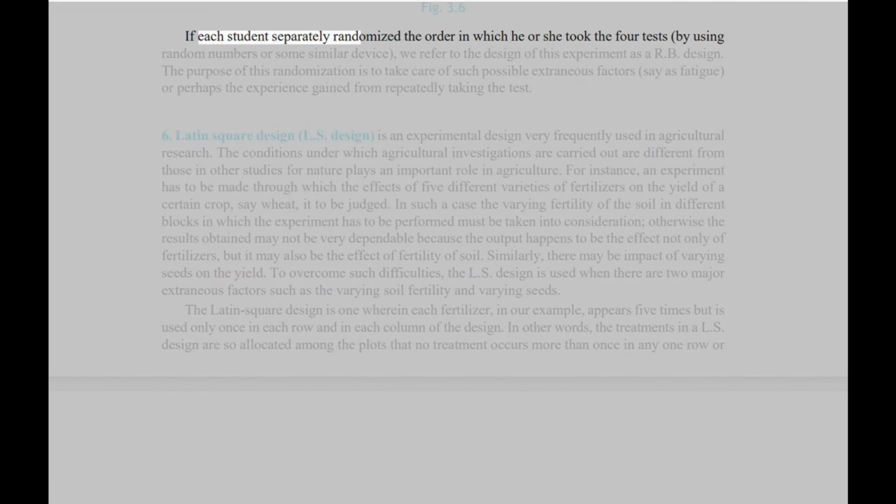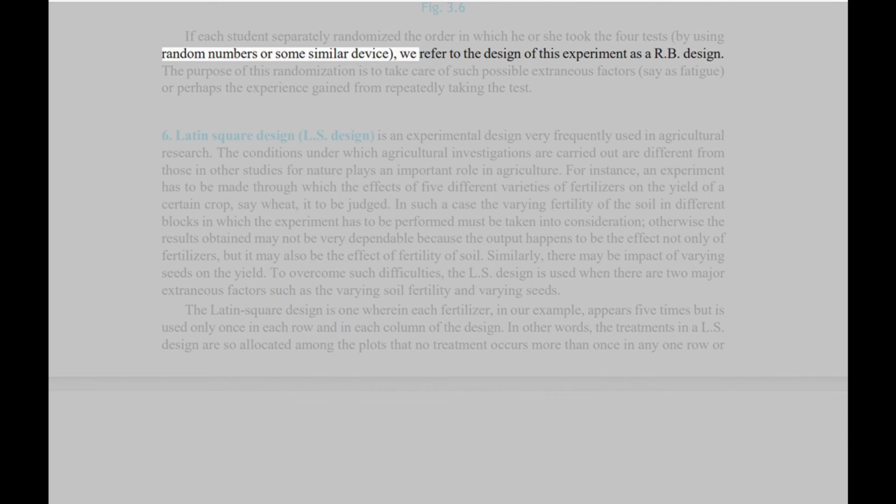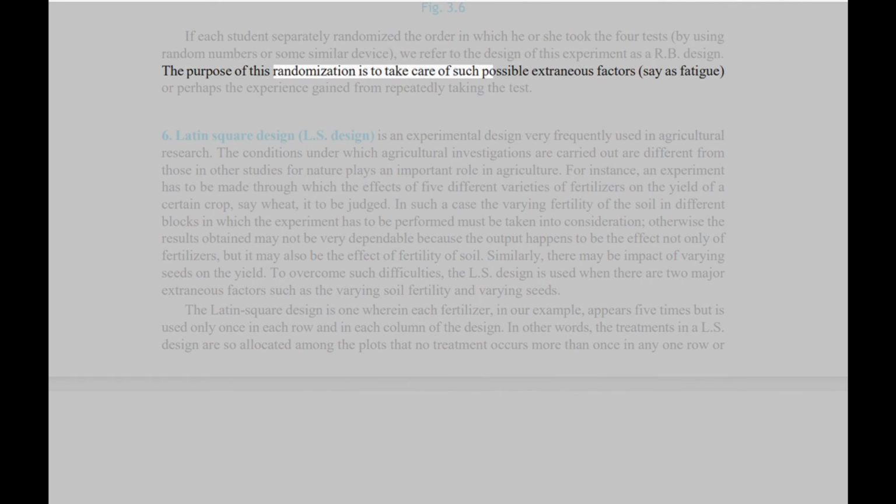If each student separately randomized the order in which he or she took the 4 tests, by using random numbers or some similar device, we refer to the design of this experiment as a RB design. The purpose of this randomization is to take care of such possible extraneous factors, say as fatigue, or perhaps the experience gained from repeatedly taking the test.